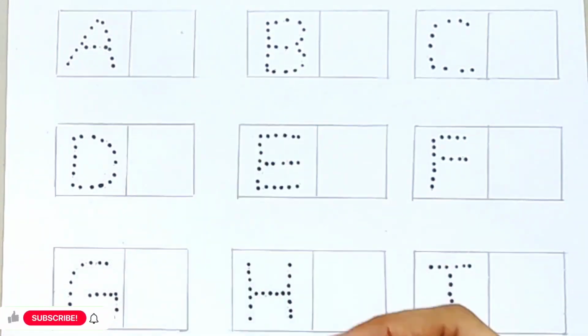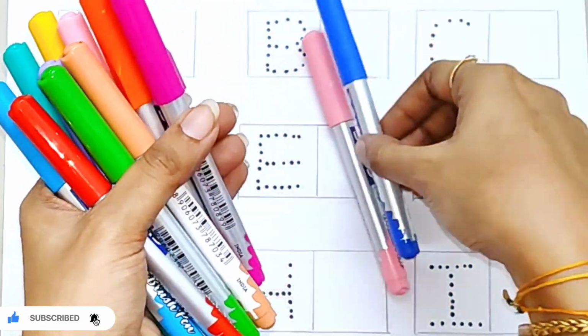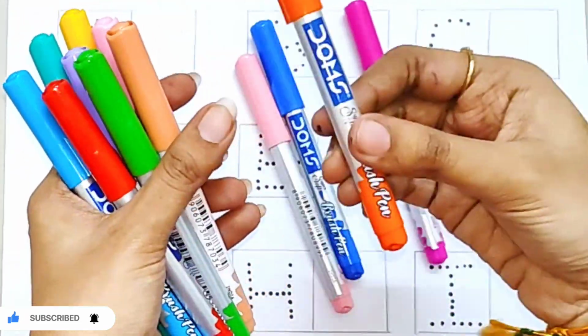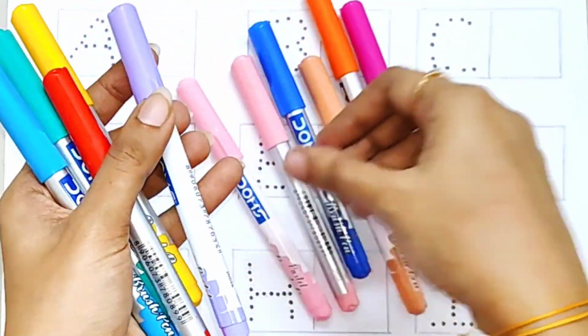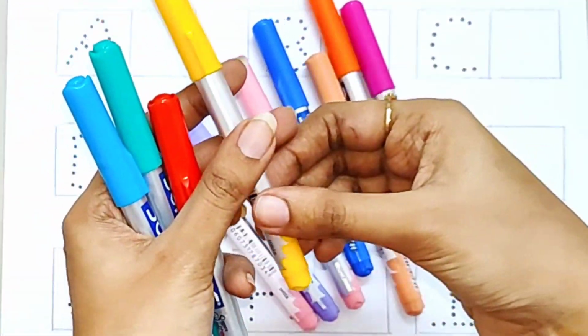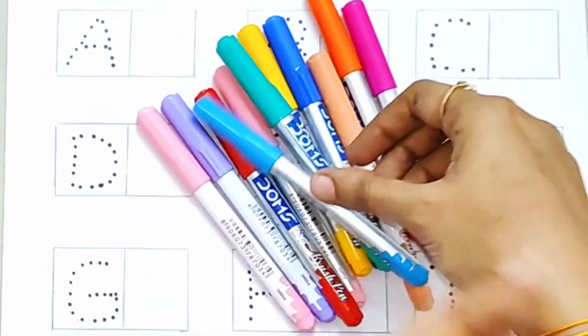Hello children, let's learn some colors. Pink color, dark blue color, dark pink color, orange color, brown color, light green color, rose color, lavender color, yellow color, red color, green color and blue color.